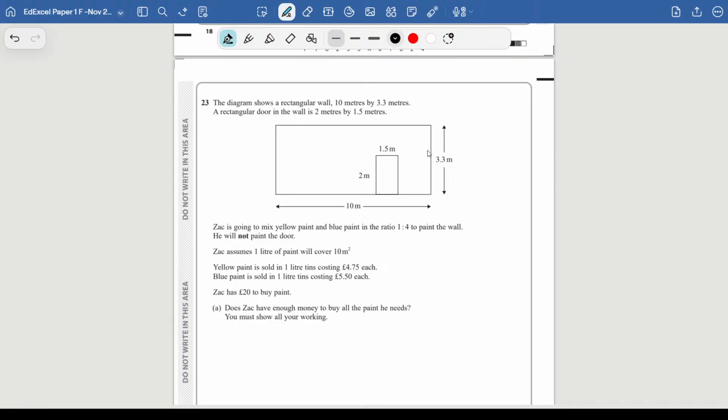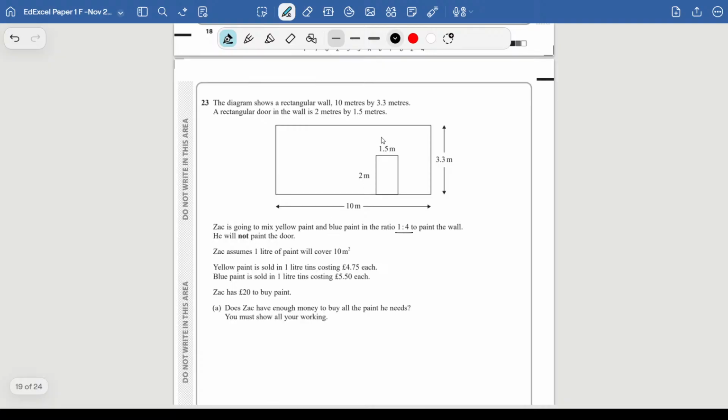The diagram shows a rectangular wall 10 meters by 3.3 meters. A rectangular door in the wall is 2 meters by 1.5 meters. Zach is going to mix yellow paint and blue paint in the ratio 1:4 to paint the wall. He will not paint the door. Zach assumes 1 liter of paint will cover 10 meters square.